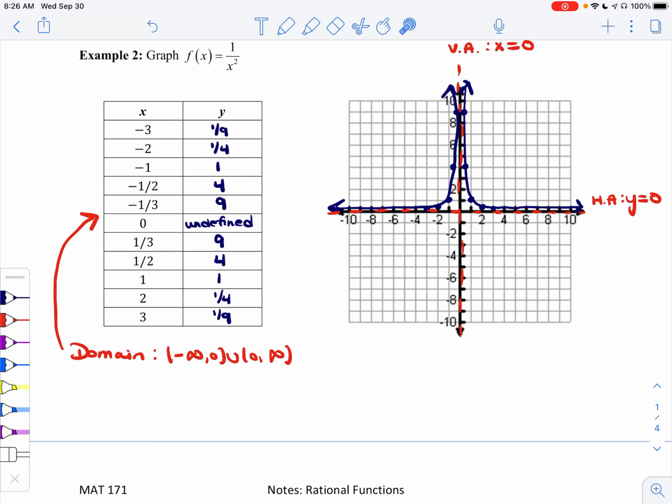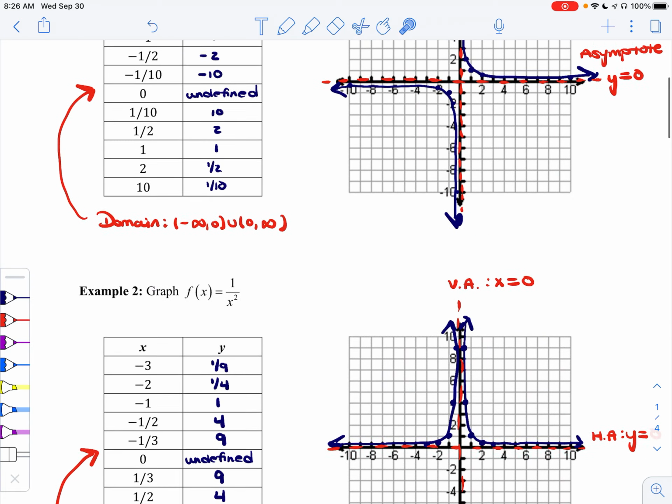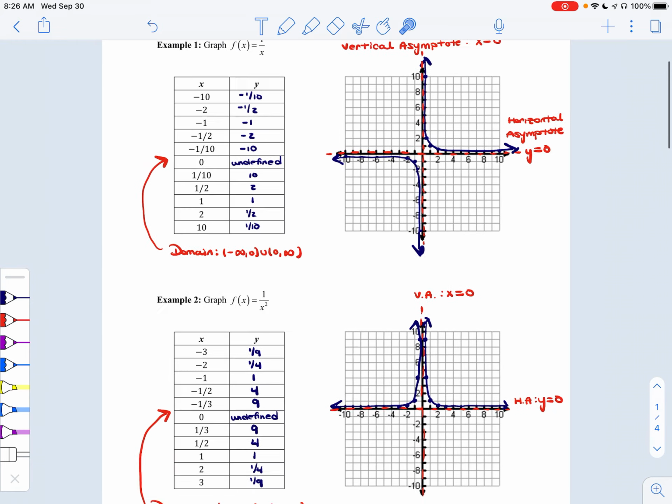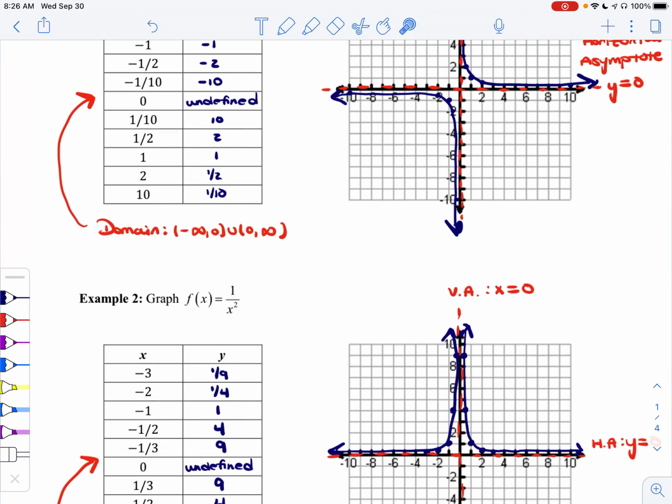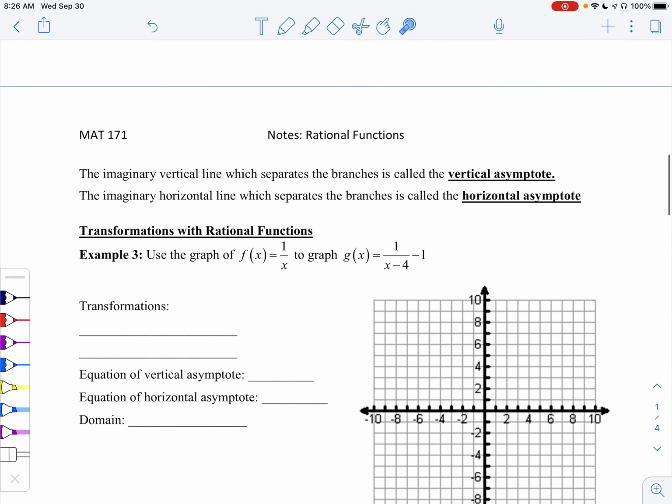Okay, so we're going to use these two functions here. Think of these as our parent functions that we're going to be looking at. So we have our basic reciprocal function, the 1 over x, and then we have our 1 over x squared. And we're going to do some transformations of these functions similar to what we did back in Unit 1.